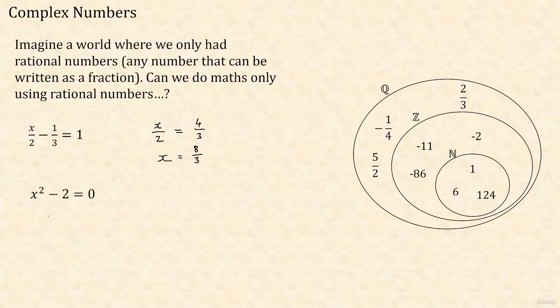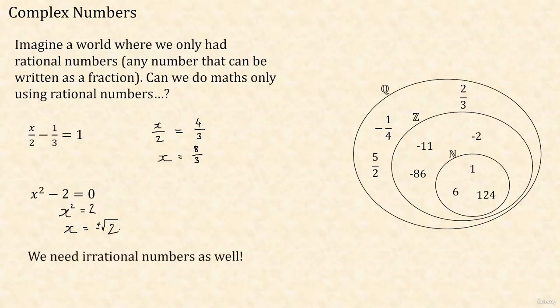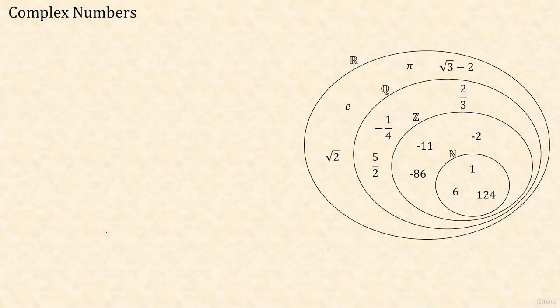But what about this one? Here's an equation that only features rational numbers, and yet what's the solution to this? Well, x squared is 2, and that means that x is plus or minus the square root of 2, famously not rational. So we need irrational numbers as well. So even if you think you can do maths only with rational numbers, you can write equations using just rational numbers that lead to irrational solutions. So we need irrational numbers.